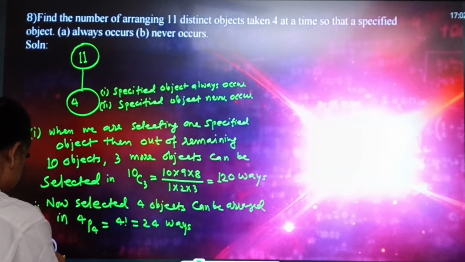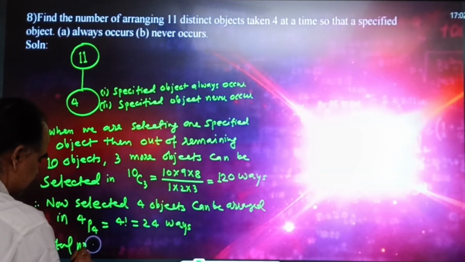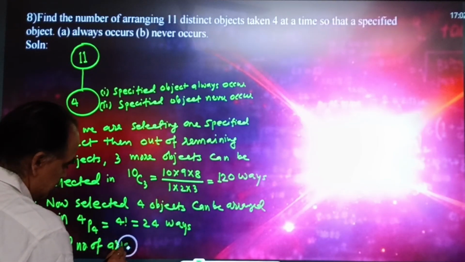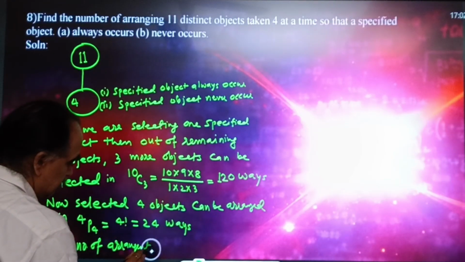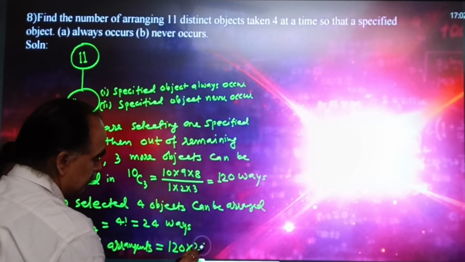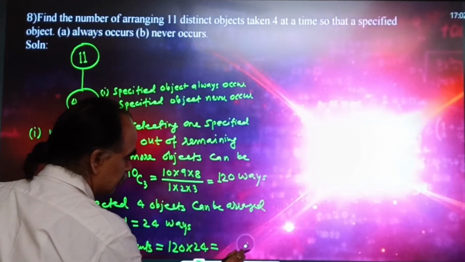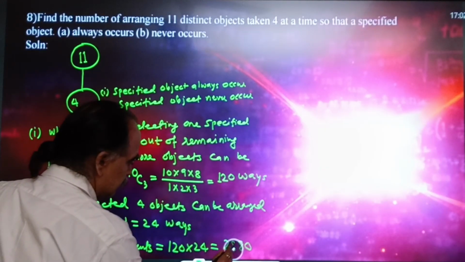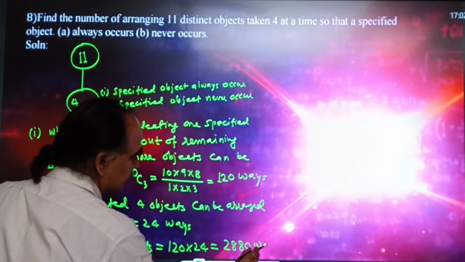Therefore total number of arrangements is equal to 120 into 24, 2880 ways.